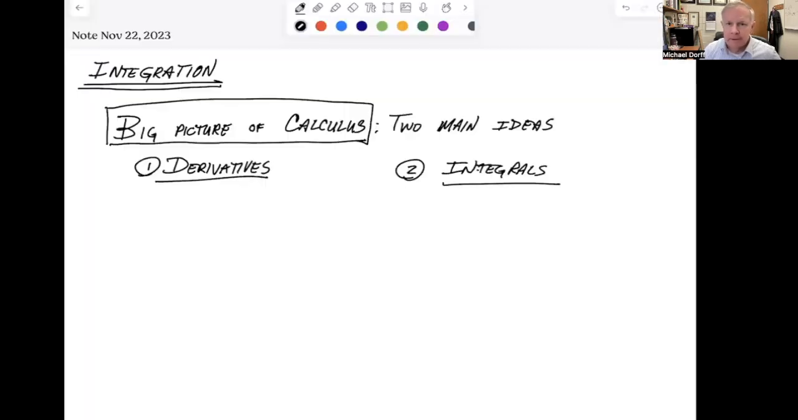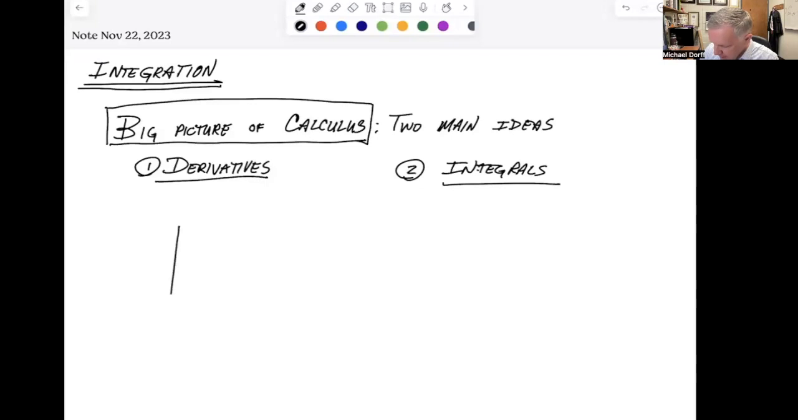We're going to continue our discussion about calculus. And today we're going to start talking about integration. Before we do that, let's do an overview of calculus. Now, there are two main ideas in calculus. There is derivatives and integrals. We've been talking about derivatives.